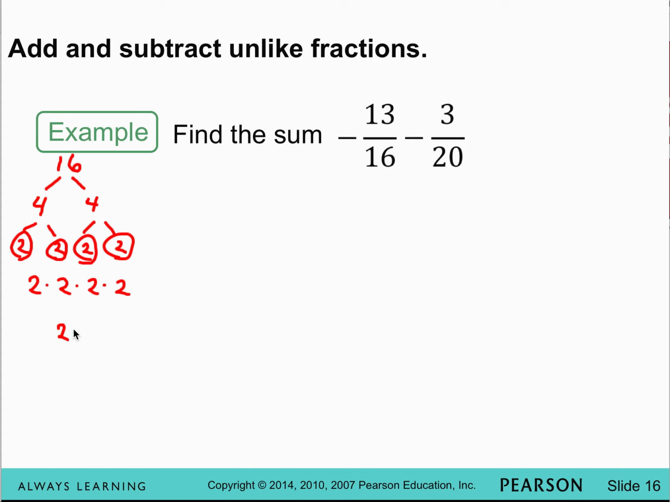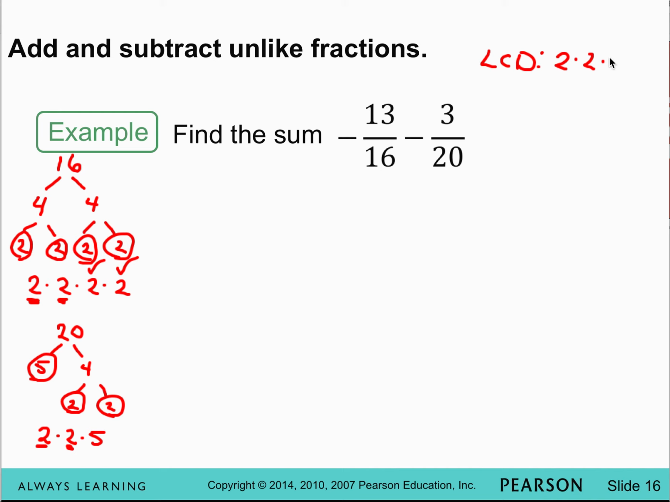20, I can write as 5 times 4, and 4 is 2 times 2. So this one is 2 times 2 times 5. All right, I'm looking for my least common denominator. So they have a 2 in common. Okay, I'm going to take that. There's another 2. I'm going to take that. Oh, no more 2's. So this has an extra 2, 2. This has an extra 5.